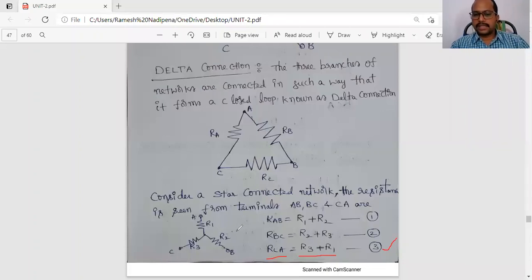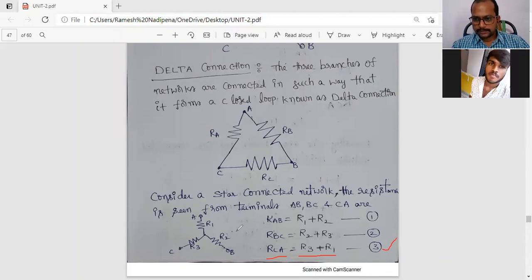Any doubt in this? Please respond. Now we need to derive one expression. Any doubt in this? Now we consider the star connected network from that. Any doubt? No sir. Right, thank you.